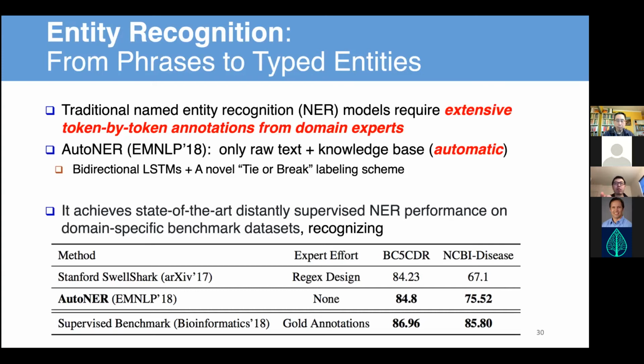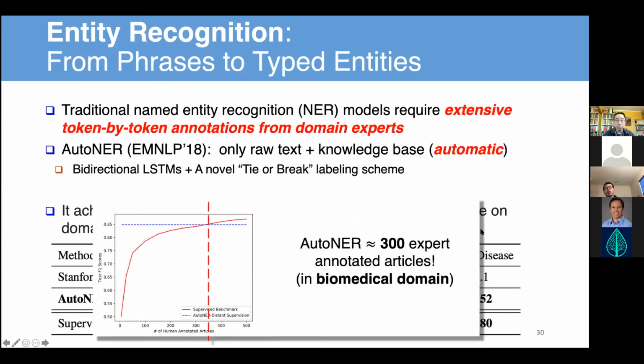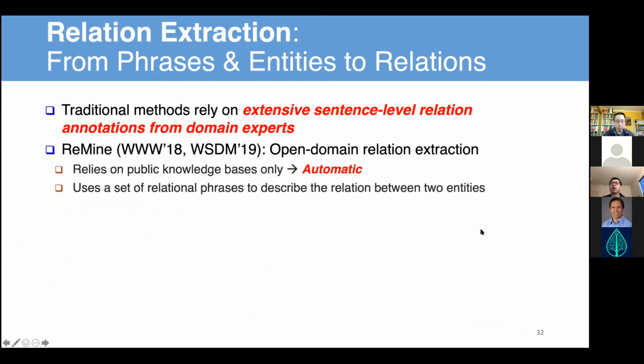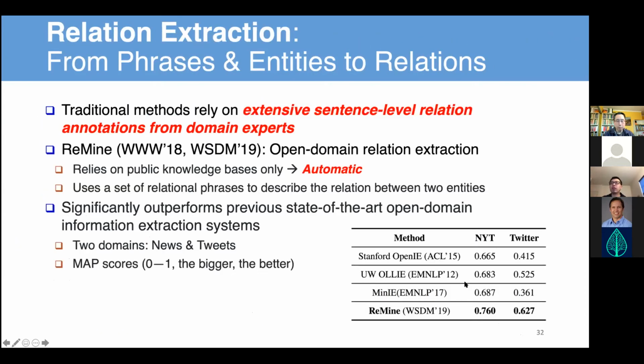So this is a very rigorous evaluation. If you get the span or the type wrong, then you will get this as a false positive. And for the relation here, it's a ranking task. We're using this MAP score. It's something between 0 and 1.